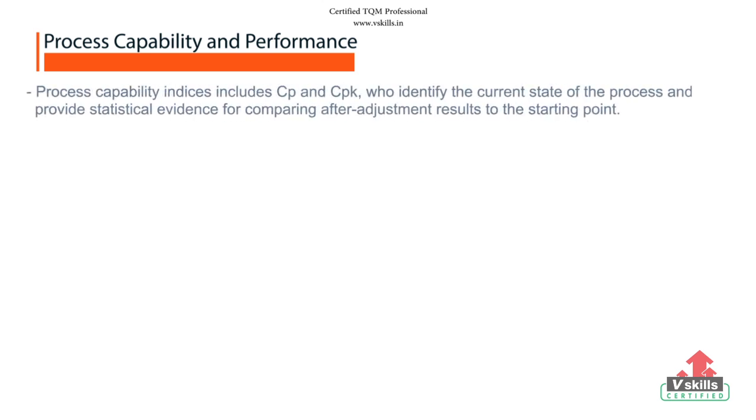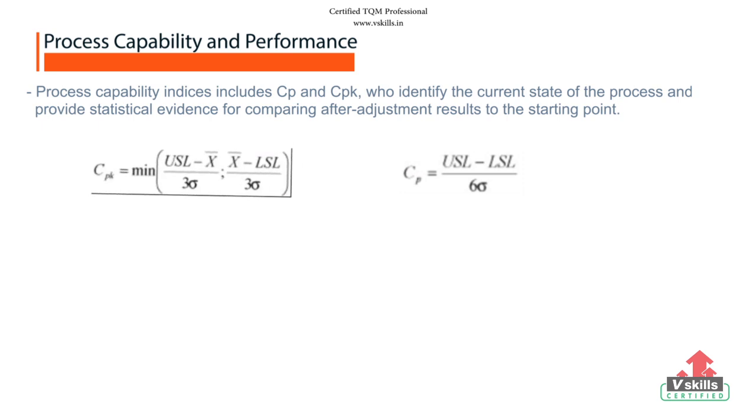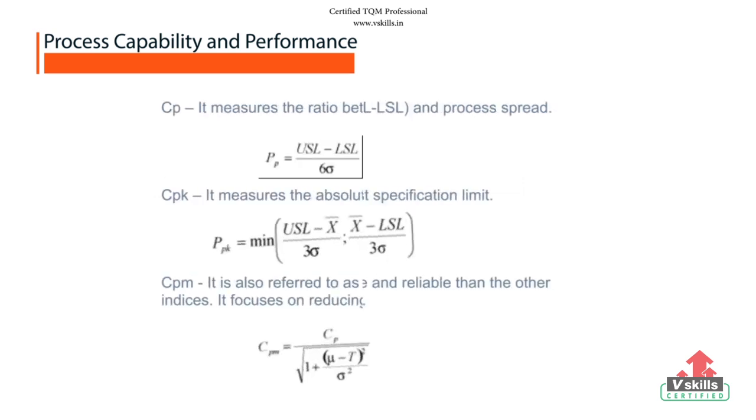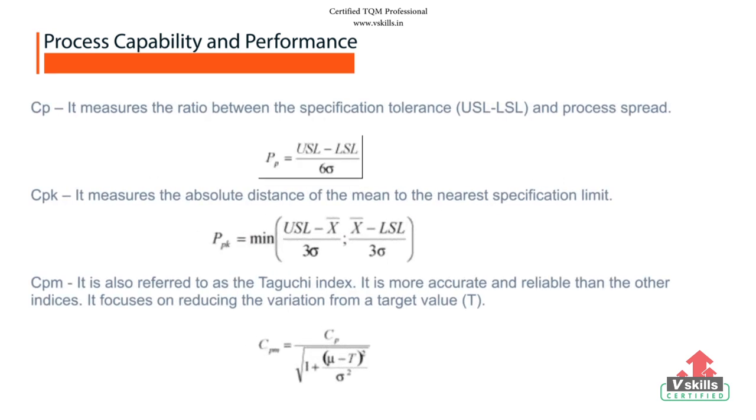Process capability indices include CP and CPK, which identify the current state of the process and provide statistical evidence for comparing the after-adjustment result to the starting point. You can look at the equation given in the slide to measure CP and CPK. CP measures the ratio between the specification tolerance and process spread. CPK measures the absolute distance of the mean to the nearest specification limit.